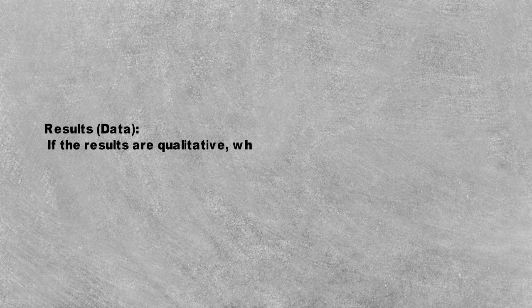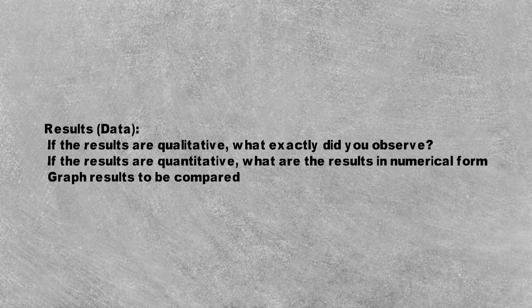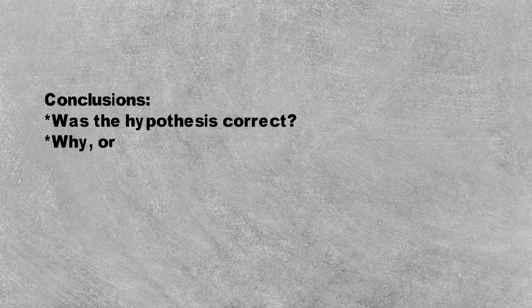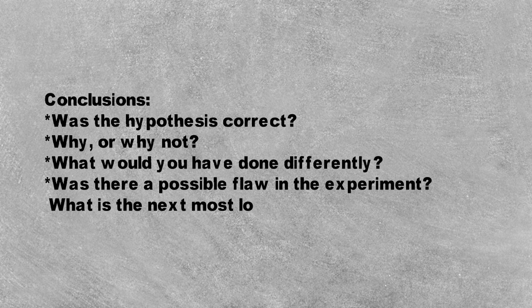Analysis and results. If the results are qualitative, what exactly did you observe? If the results are quantitative, what are the results in numerical form? Graph results to be compared. There's an overlap in both quantitative and qualitative results. Conclusion. Restate the hypothesis. Was the hypothesis correct? Why or why not? What would you have done differently? Or what was a possible flaw in the experiment? What would you think would be the next sequential experiment, the next most logical follow-up experiment?